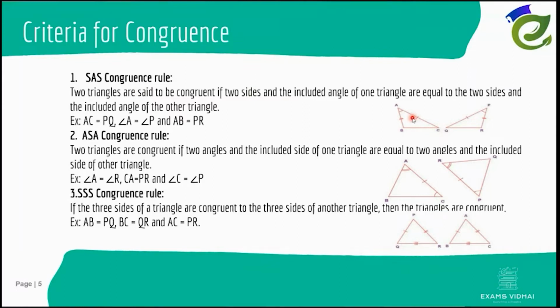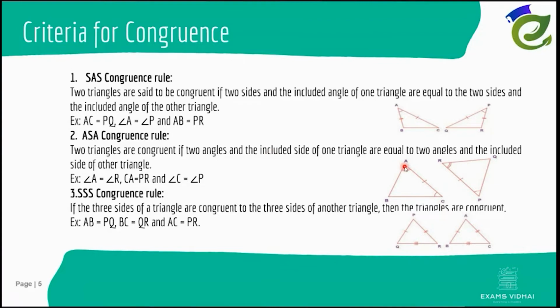First criteria is SAS congruence. As from the name, SAS stands for side, angle, and side. So if two sides of two triangles are equal and the included angle is also equal, then we can say that two triangles are congruent. We don't need to check for remaining sides and angles. So, for example, these two triangles, AC is equal to PQ, angle A is equal to angle P, and AB equal to PR. So you can see that this angle is included between the two sides AB and AC.